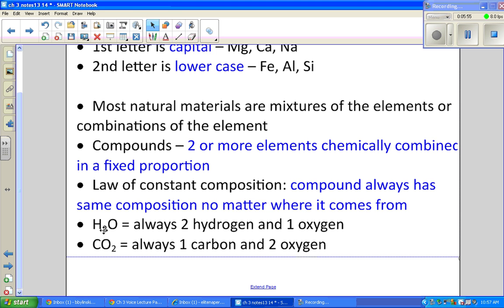So I believe I taught you this, H2O, always two H's, always one O. Any scientist, any country should be able to recognize that. If you add something like another oxygen, like H2O2, then you have something different, that's peroxide. CO2 is carbon dioxide, one carbon to two oxygens. If you change this at all, let's say you take away one of the oxygens, you now have carbon monoxide, which is a poisonous gas. So compounds have to be in a fixed proportion.